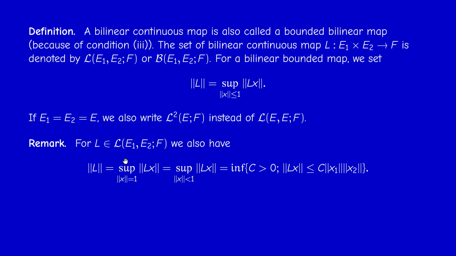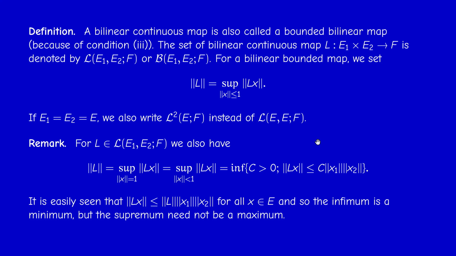And as we did for linear bounded maps of one variable, the norm of L can be taken to be the supremum over the unit sphere, or the supremum over the open unit ball, and also the best constant in this estimate. Okay, and so same thing, can prove that. And the infimum here is actually a minimum, because the norm of Lx is less or equal than the norm of L times norm of x1, norm of x2. So x here is the couple x1, x2.